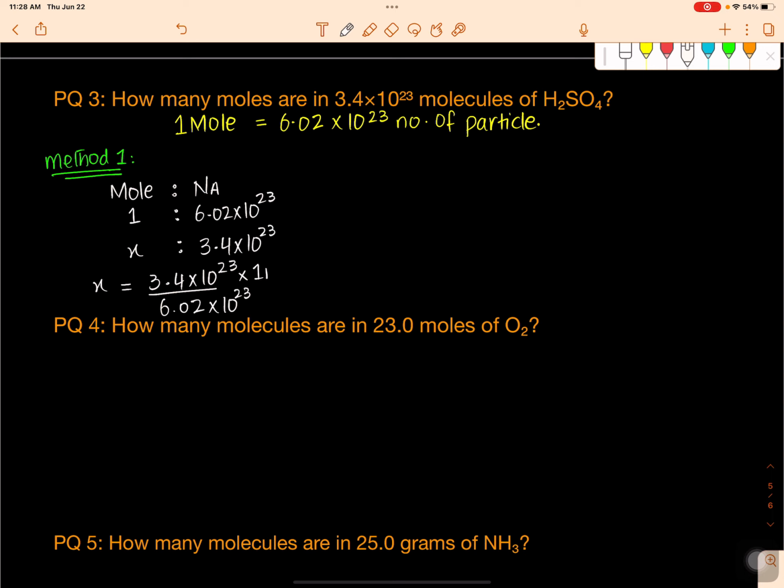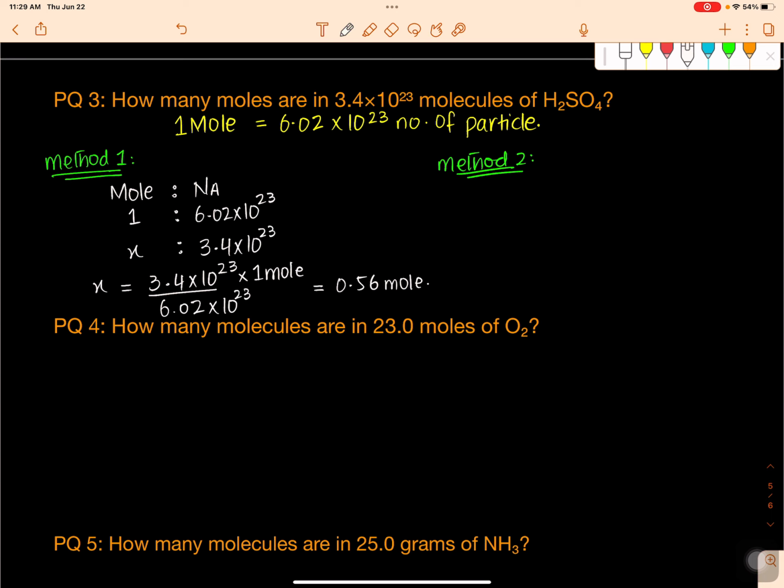This is multiplied by 1 mole, right? So what do we get? We get 0.56 moles. And there is another method, which is method number 2. In this method number 2, we have a method to find out the number of moles.